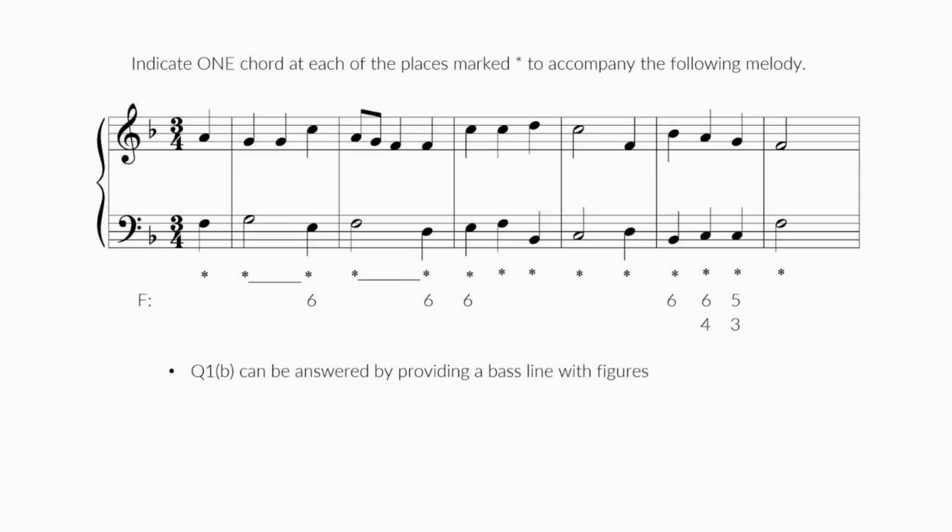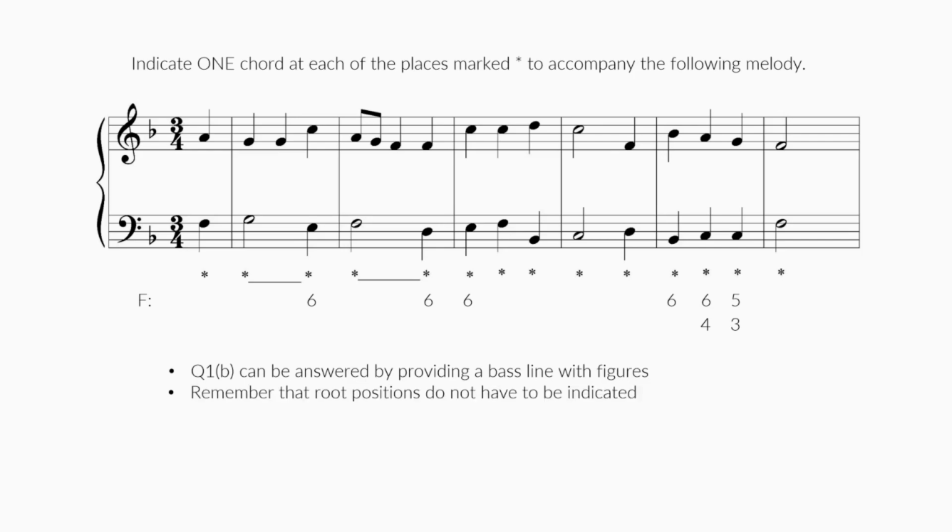In this case, we need to provide a bass line, which we already have, with figures below it. You can see that previously, all the first inversion chords will now be indicated with a 6, and the 1C5 progression is indicated with 6-4-5-3.